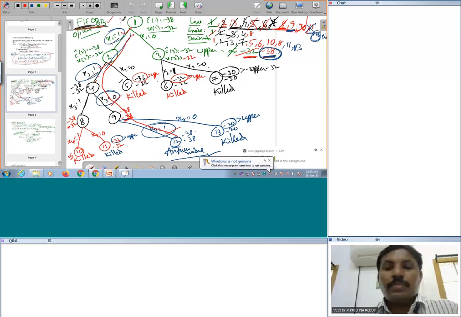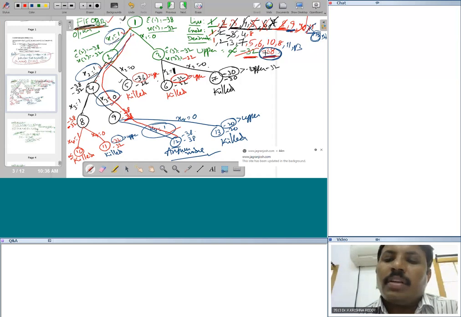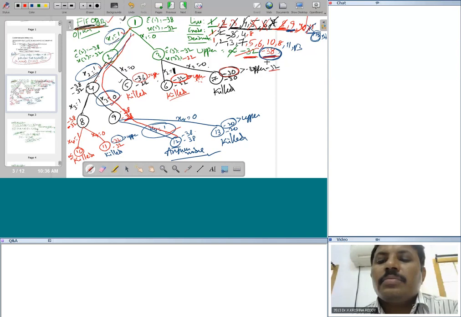Node 6 and node 7 are purely based on the greater than upper condition. Once you update, the upper value is minus 38. So is minus 32 greater than minus 38? Then automatically it is killed. The condition is minus 30 greater than minus 32. Node 7 is killed in the beginning.